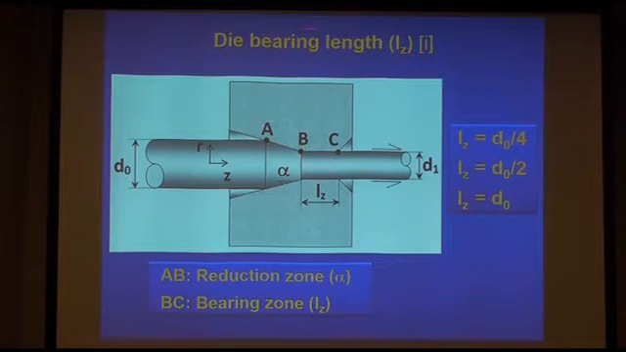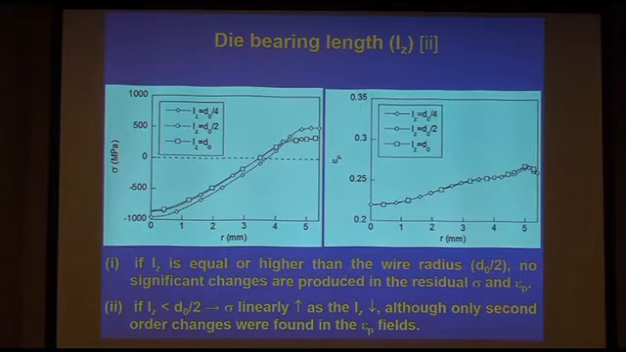With regard to the die bearing length, we use 3 values. One conventional equal to the initial diameter, half of this value, and a quarter of this value. This is the reduction zone, AB, and BC, the bearing zone. Let's go to the effects. Then, the longer the bearing zone, the softer, the lower the hydrostatic stress profile, and also longer bearing zones produce, in this case, almost no effect.